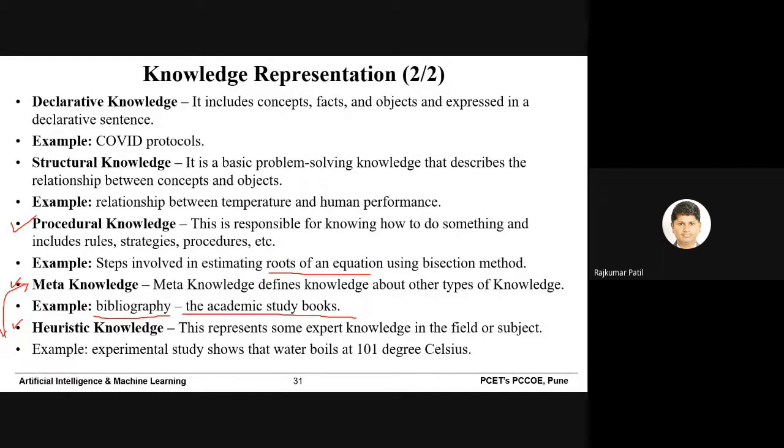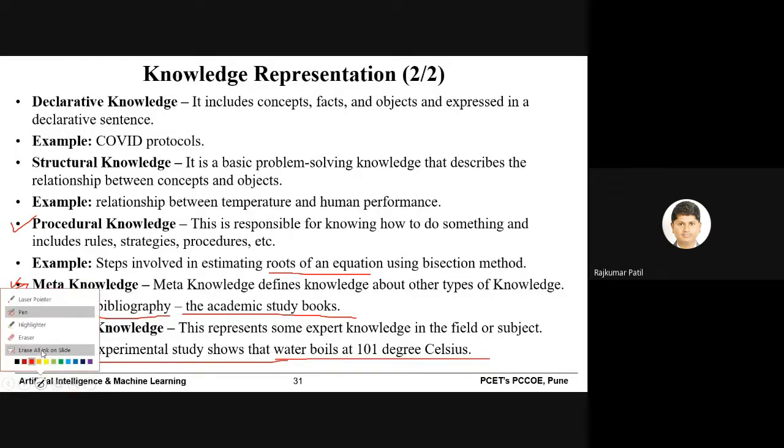However, in case of heuristic knowledge, you perform the experiment, you carry out your own study, and based on your study, you are making some comments. For example, the boiling temperature of the water is 101 degrees Celsius, and this is your conclusion that you drew from your experiment. Okay, so in simple words, heuristic knowledge represents some expert knowledge in the field or subject.